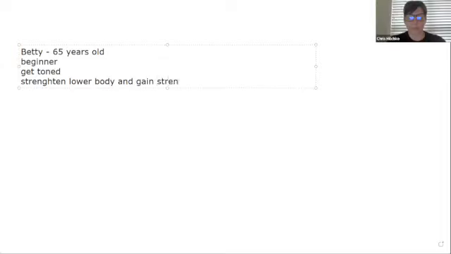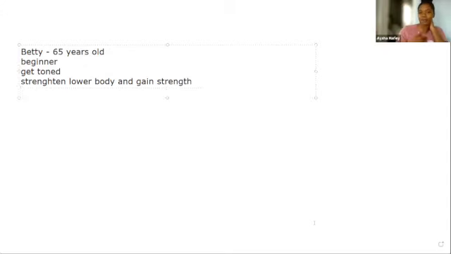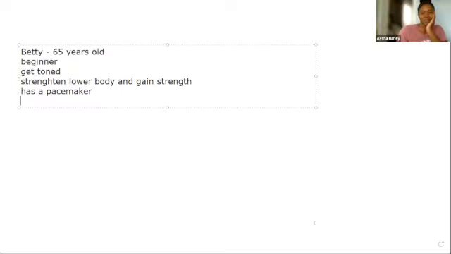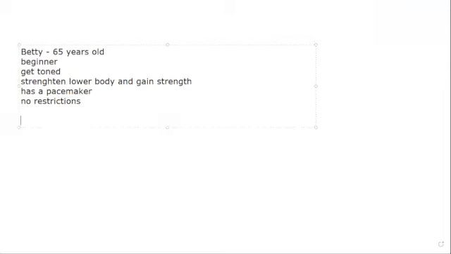Okay. Let's throw in a twist that she has one of those heart things. What do they have with heart? They implant them and then they. Oh, a pacemaker? Pacemaker. Very common. Exactly. Yep. Does she have any contraindications from her doctor? You checked with her doctor and her doctor said? She could go ahead and work out. Okay. But can you explain what a pacemaker is again?